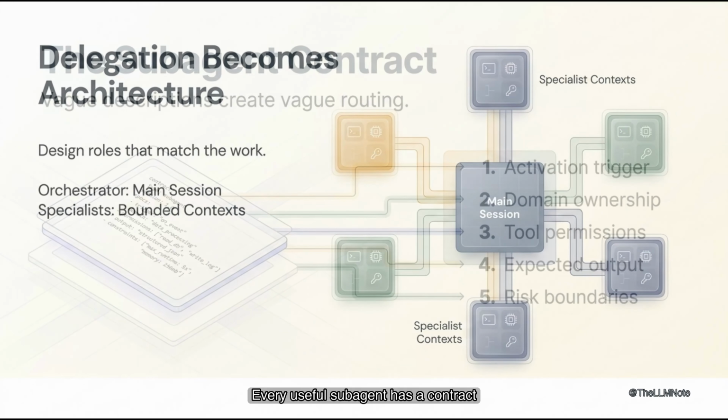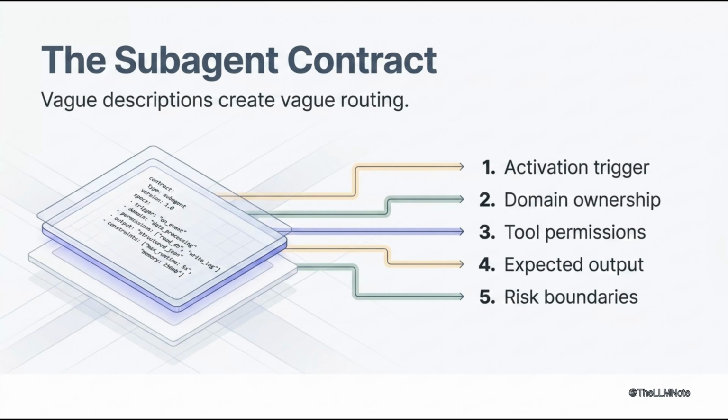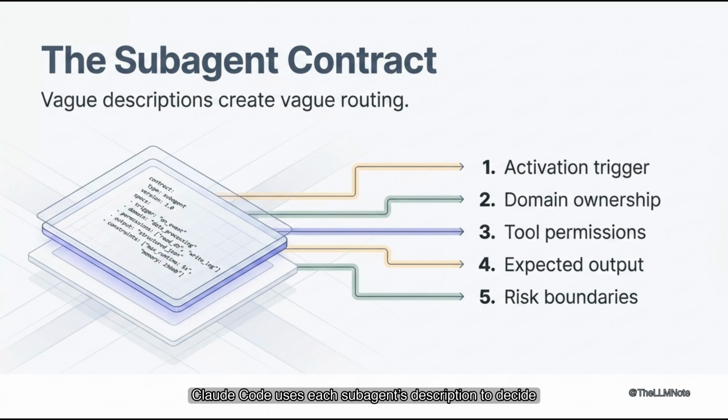Every useful subagent has a contract: when to activate, what domain it owns, which tools it may touch, what output it must return, and what risks it must avoid. Claude Code uses each subagent's description to decide when delegation is appropriate, so vague descriptions create vague routing.